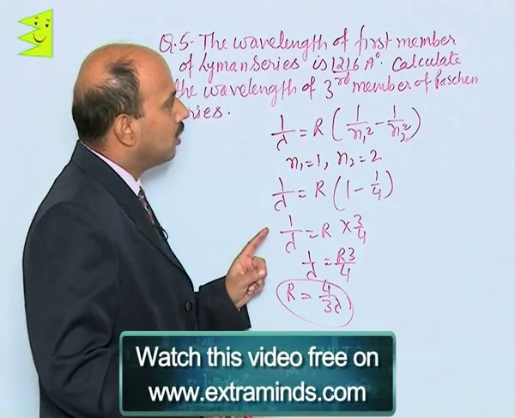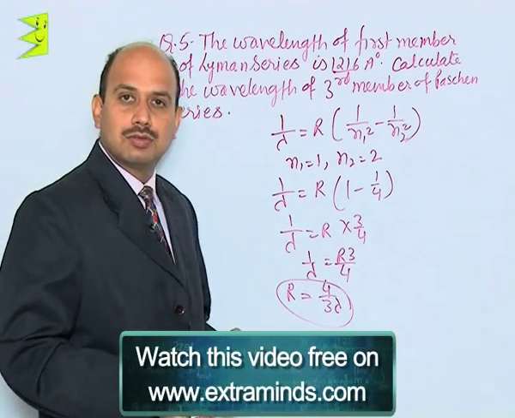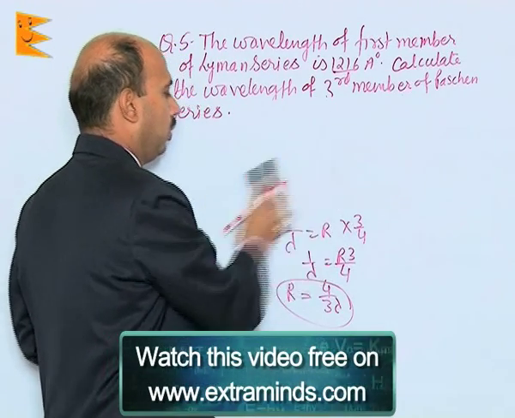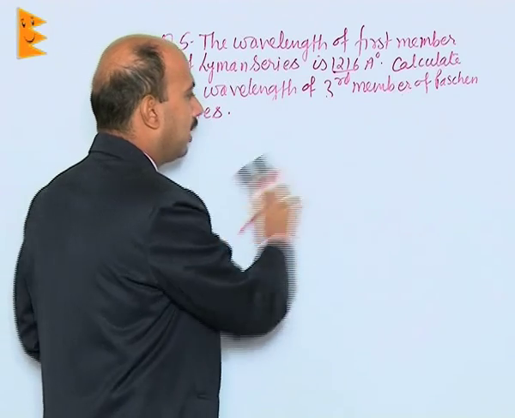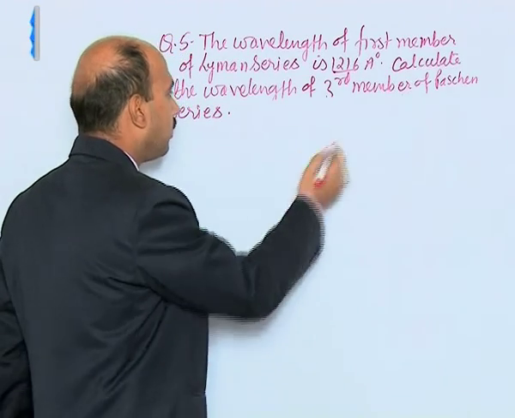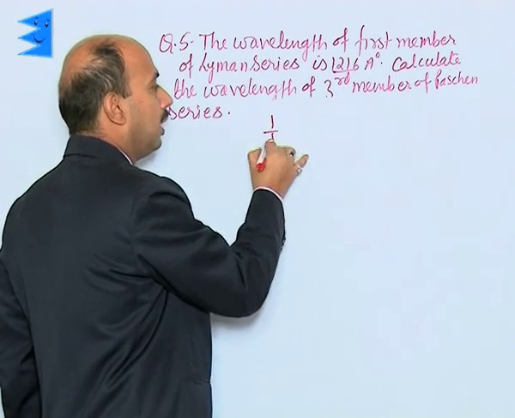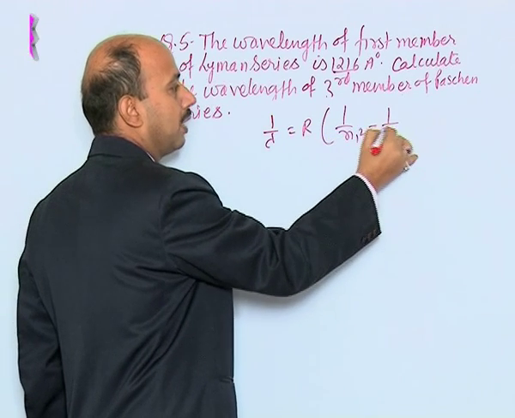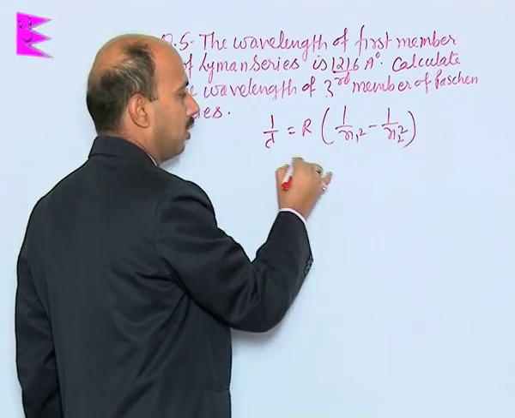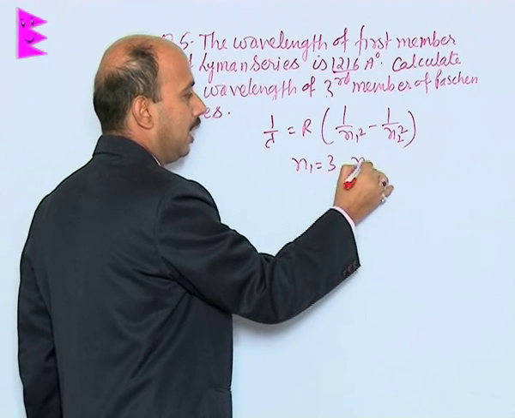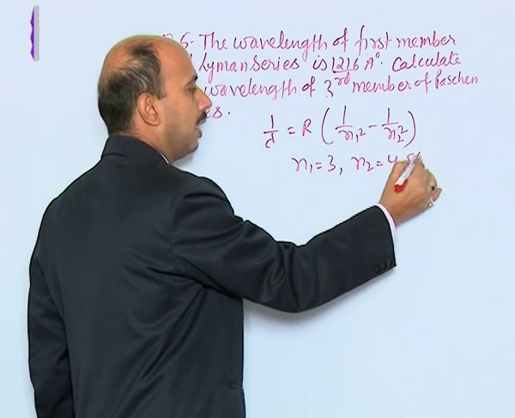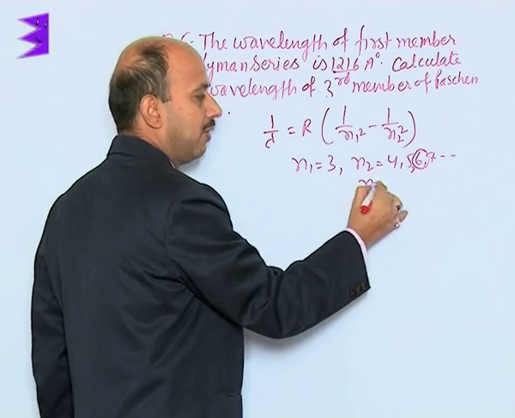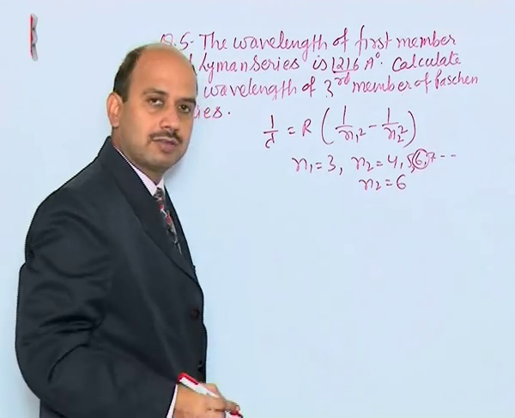So we can go for the third member of the Paschen series. In the Paschen series we can write 1/λ = R(1/n1² − 1/n2²). So n1 is equal to 3 and n2 is equal to 4, 5, 6, 7, like this we can put. But the third member is this, if I take n2 is equal to 6.